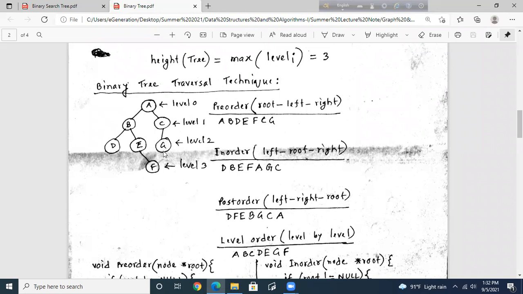So left is G. Right is not available, so I do not write the right side because there is no right. So left is G, and right is not available, so I will not write it. Then root is C, I will write C. So left completed, right completed, and root is A, root A is completed. So this is the post order.